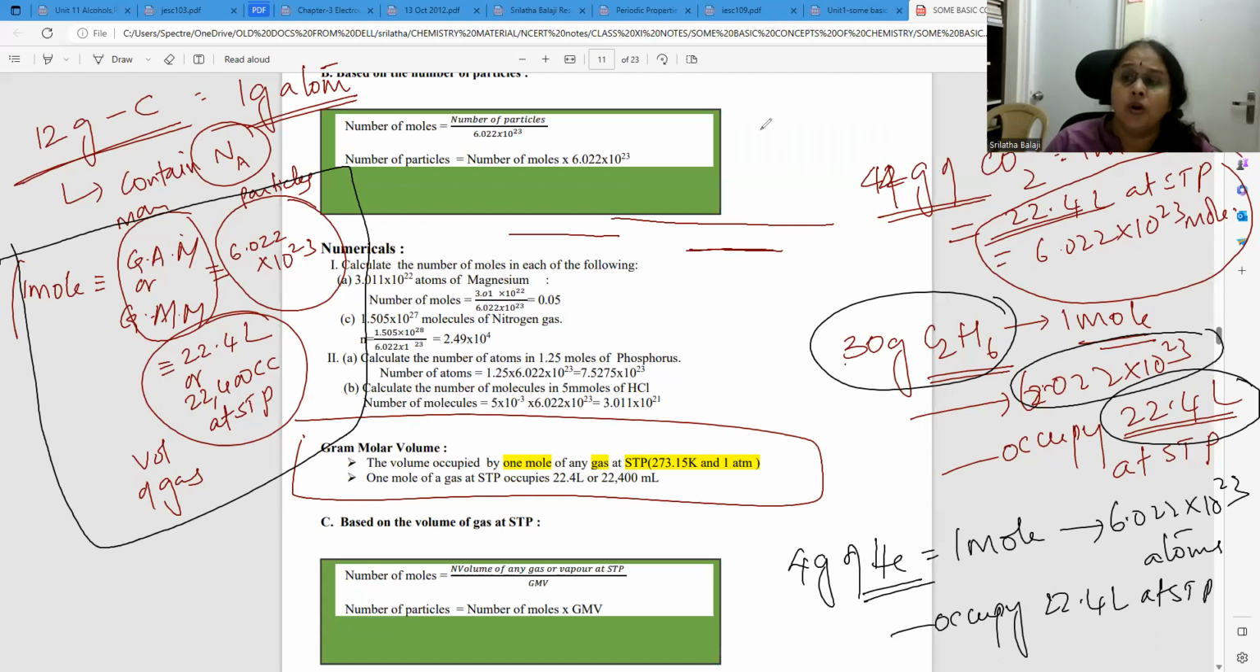So you will be able to do this, students, provided your calculation of molar mass is perfect and you're thorough with atomic masses and molar masses. See, molar mass eventually you can calculate, but for that atomic mass is mandatory. Without atomic mass, you cannot do this. Is that clear?